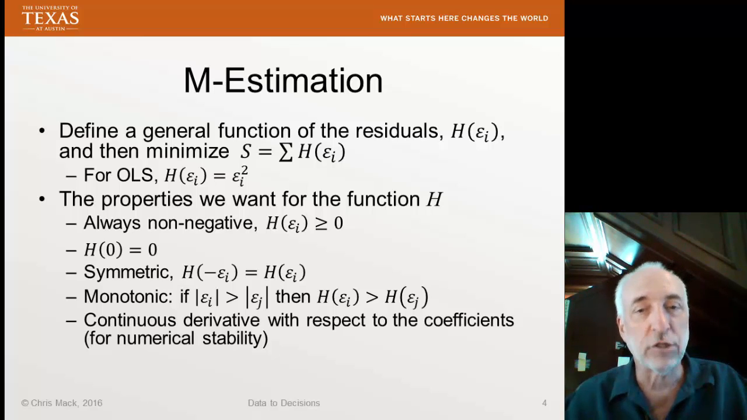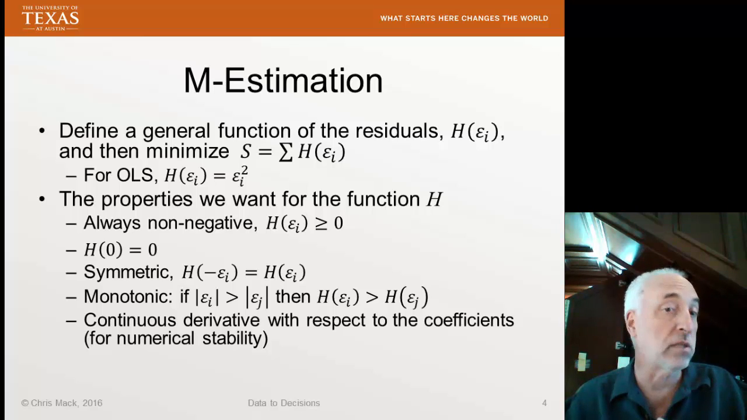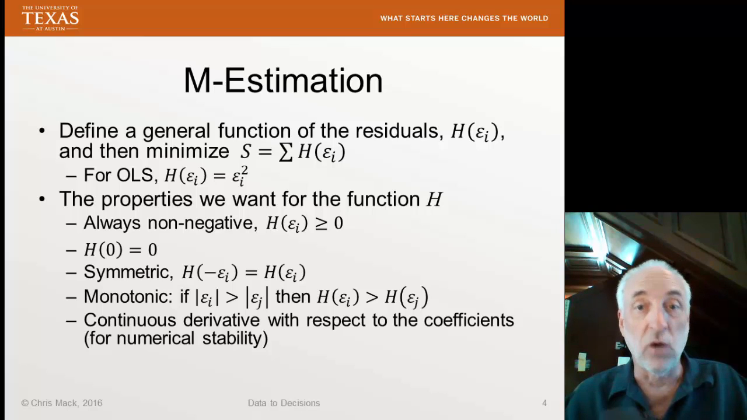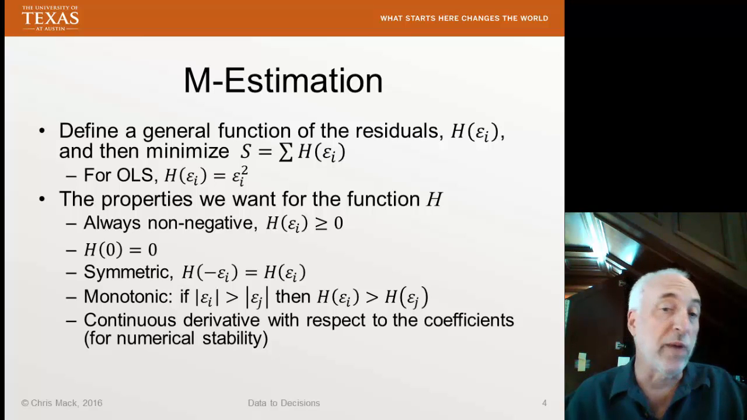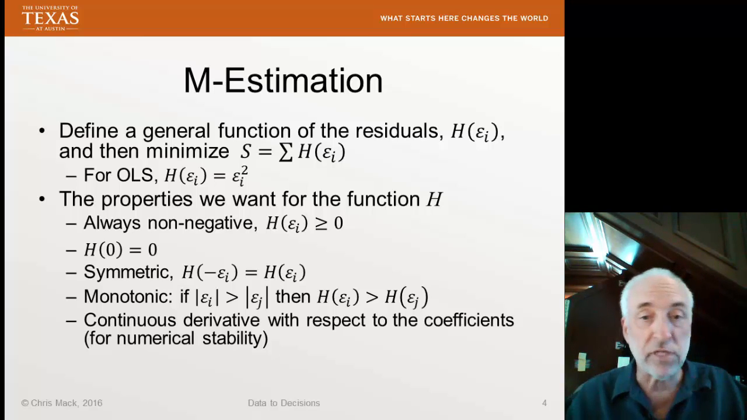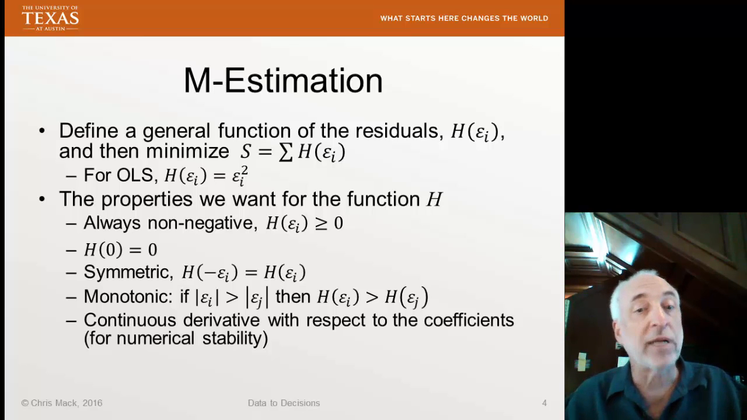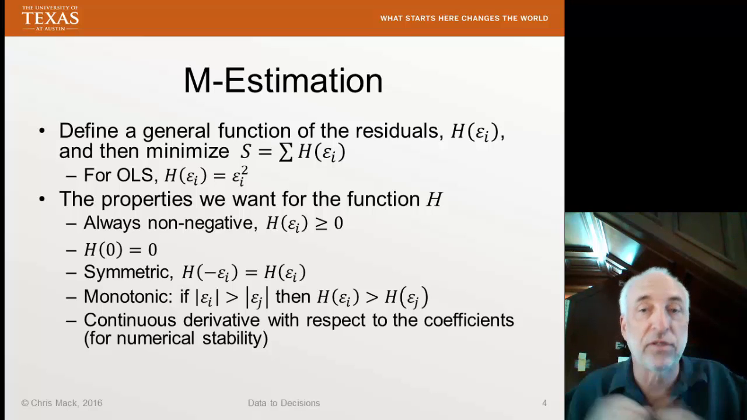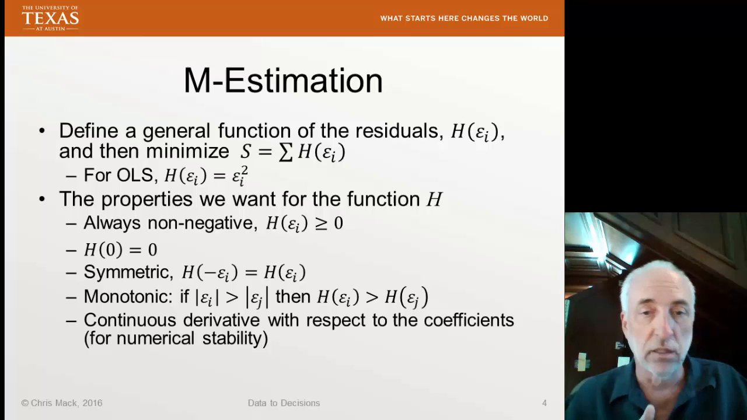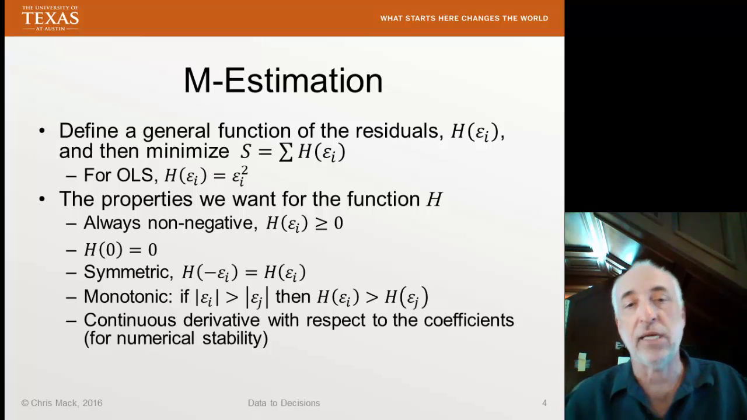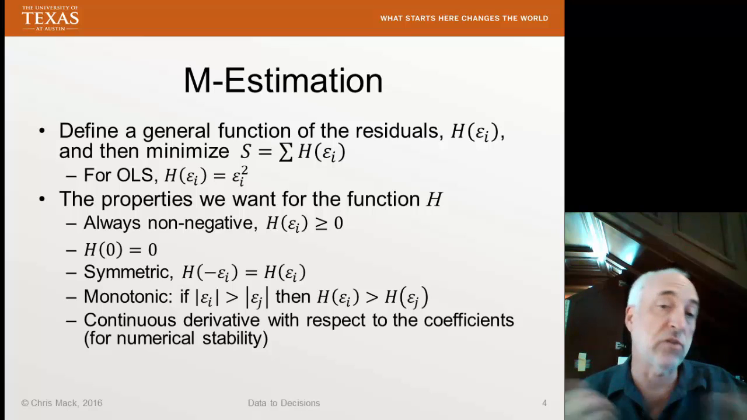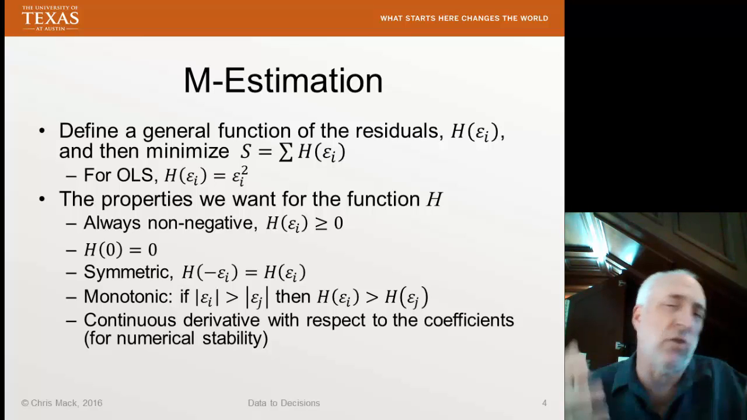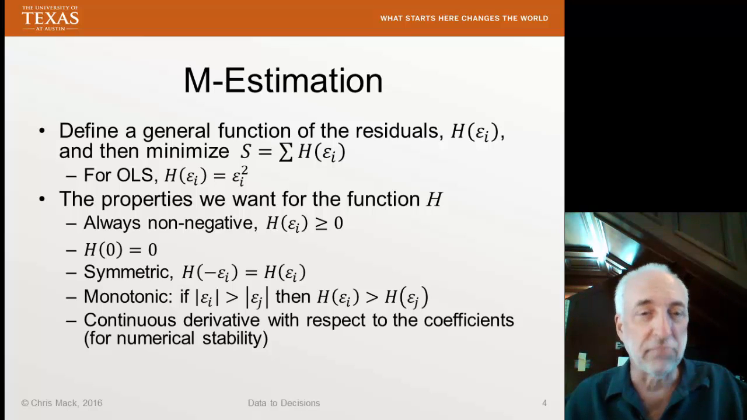We always want our function to be non-negative. We want our function of 0 to be 0. That is, if our residual is 0, we don't want that to contribute to our sum. We want it to be symmetric, so a plus and a minus residual should be the same. And we want it to be monotonic, so if the residual is bigger, then we want this function to be bigger. So we want to penalize large residuals more than we penalize small residuals. Right? Those are all kind of generic properties that make a lot of sense.